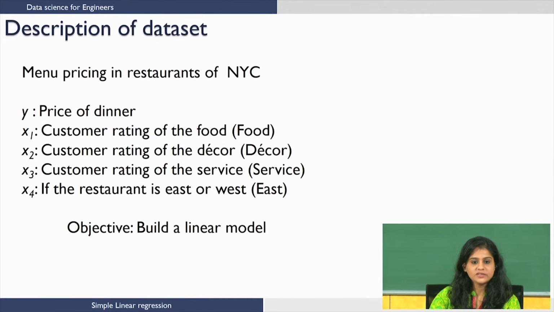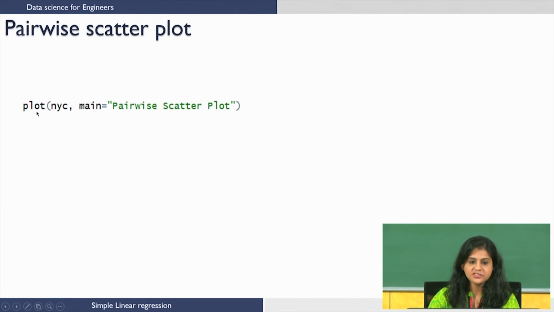Now our objective is to build a linear model with y, which is price, and with all the other 4 independent variables. Before we go on building a model, let us see if our data exhibits some interdependency between the variables. For me to do that, I am going to use a pairwise scatter plot. I am going to use the same function plot which we earlier used. Since I have multiple variables, I am going to give the data frame as my input, and I am just giving a heading as pairwise scatter plot.